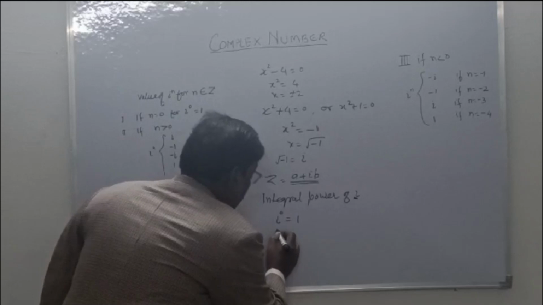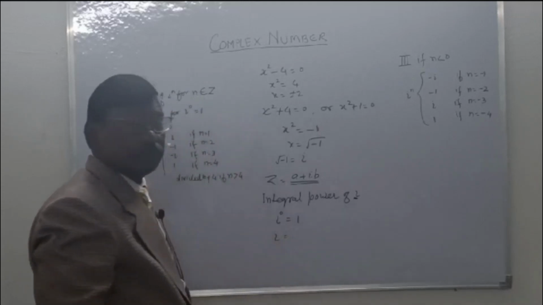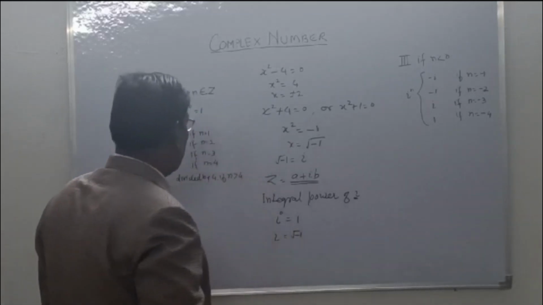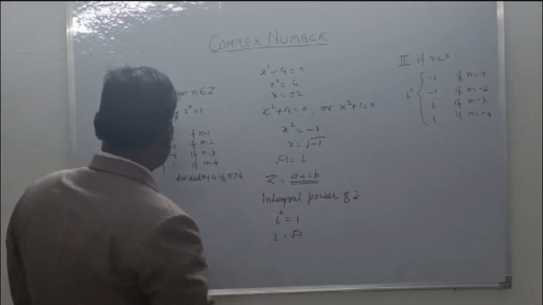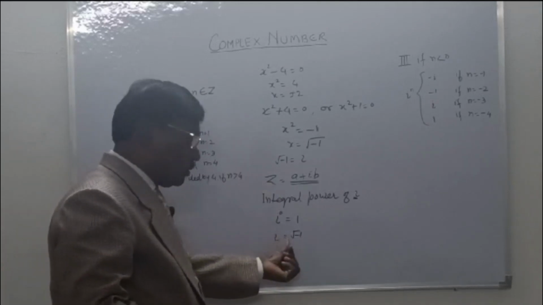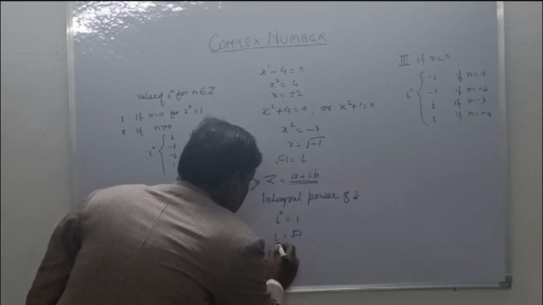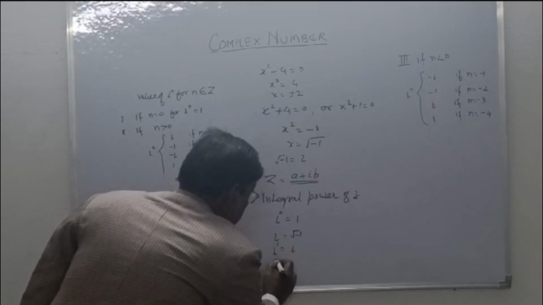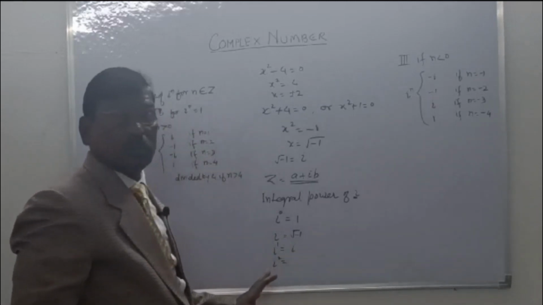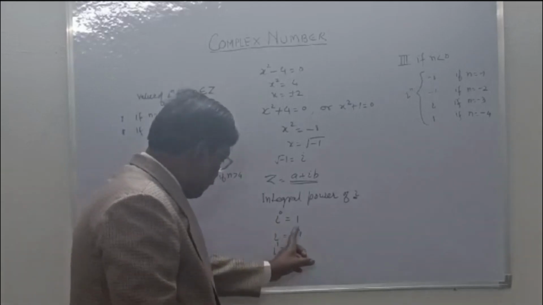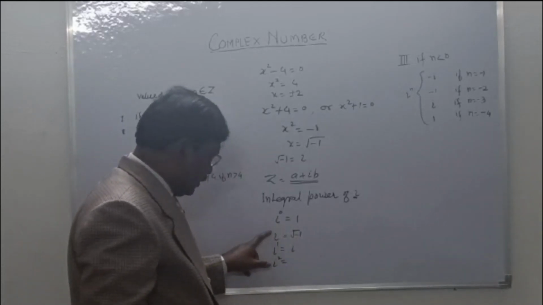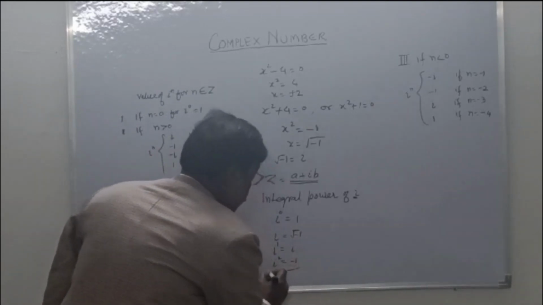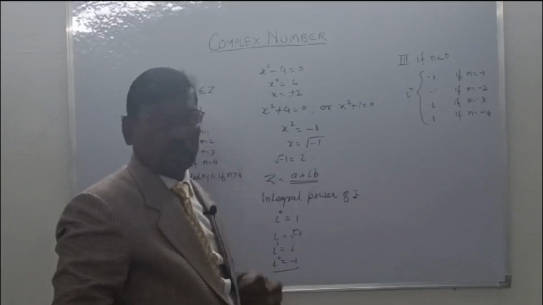But if the value of i is, you know, root minus 1, so if the power of i is 1, so value is i. If i raised to power 2 is what? Squaring of this, square of i, and squaring of this i equal to minus 1. It's okay.